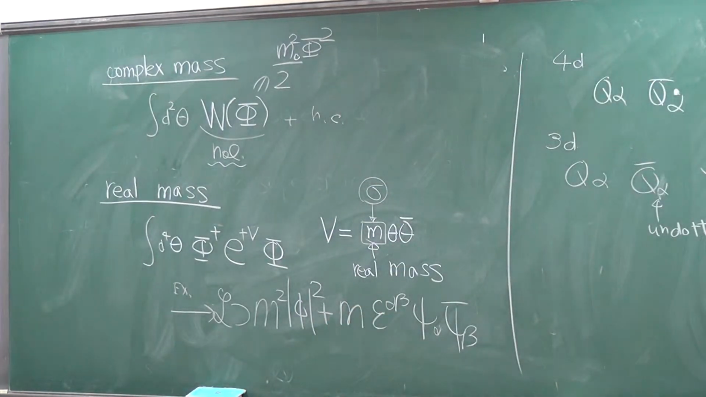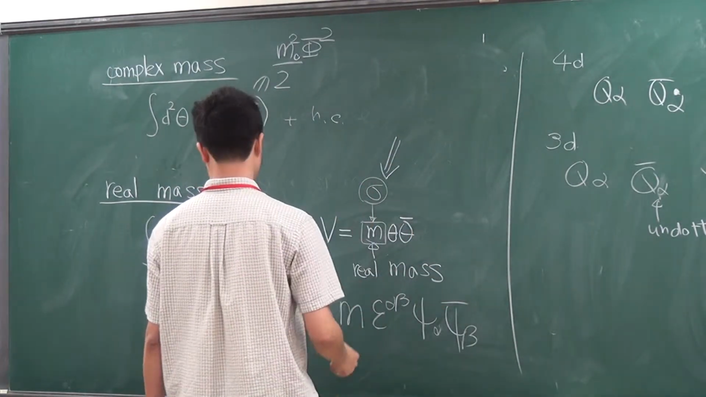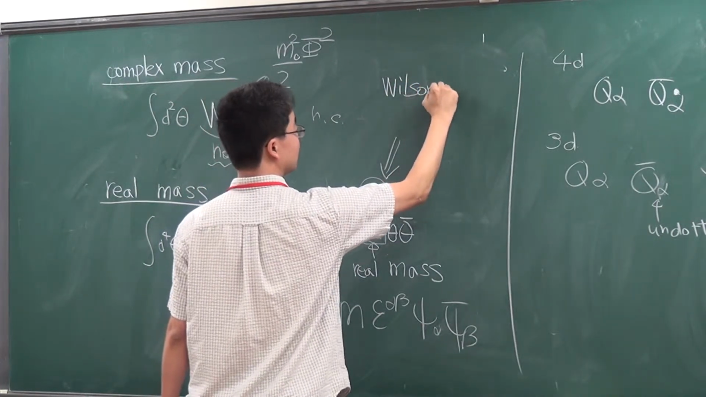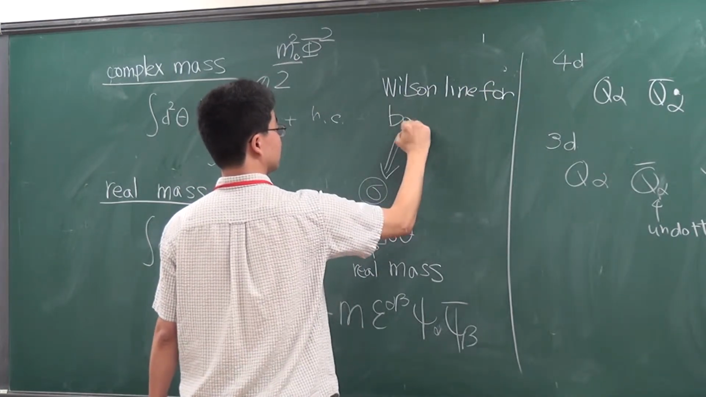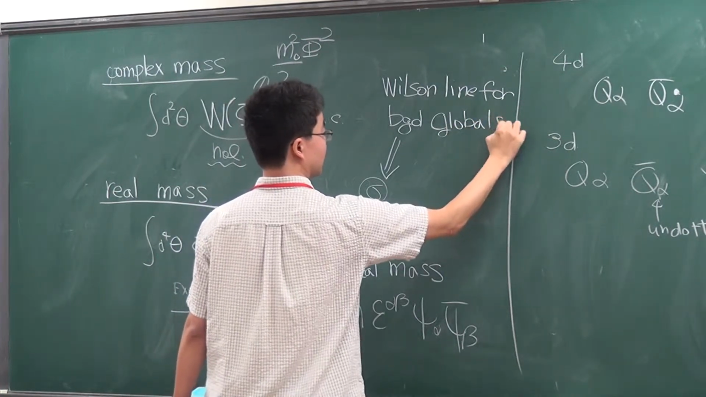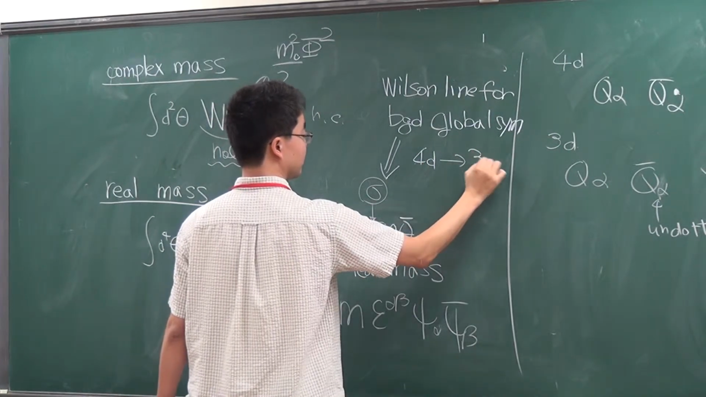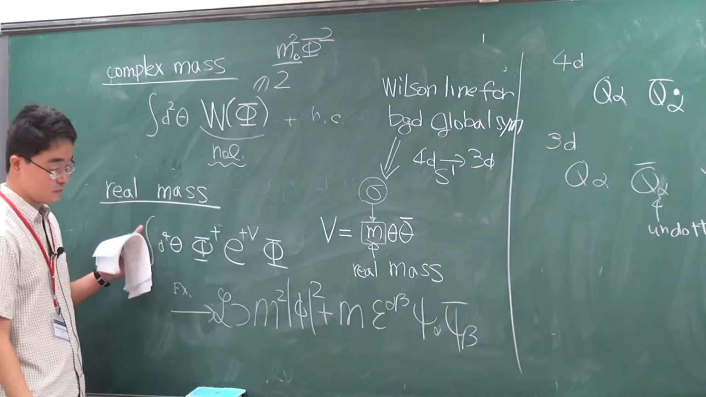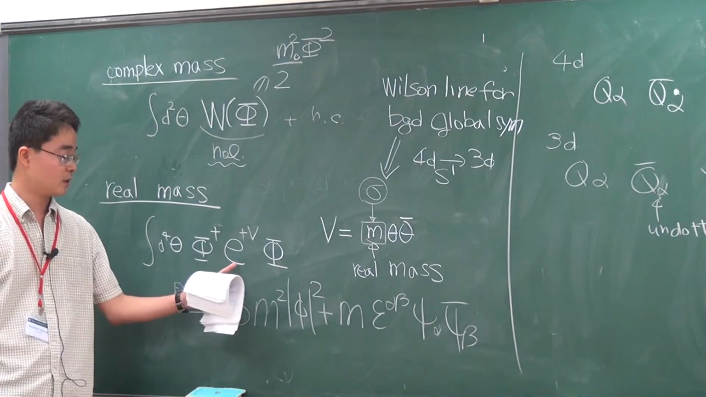One way to explain that is the following. I could think of this as the Wilson line for a background global symmetry when we compactify from 4D to 3D on S¹. Maybe I should have stated more explicitly: what I assumed here is that there is a chiral multiplet φ, which is charged under the global symmetry.